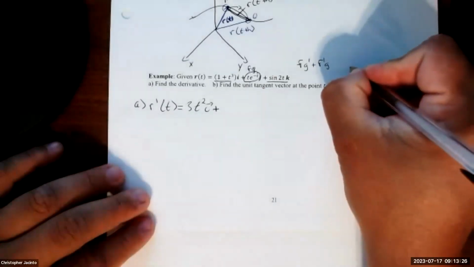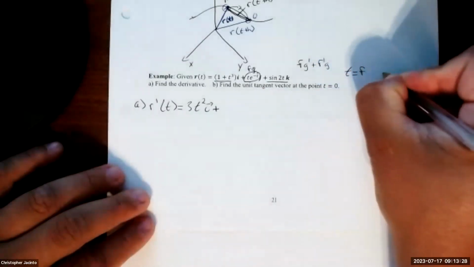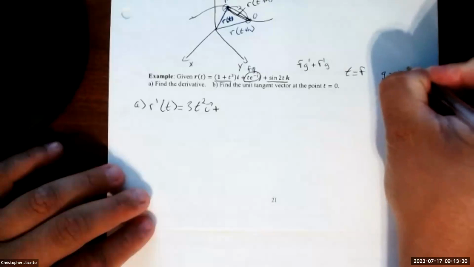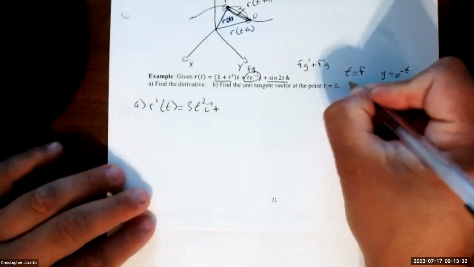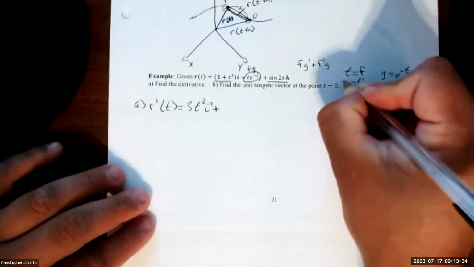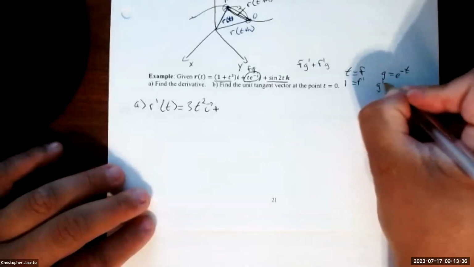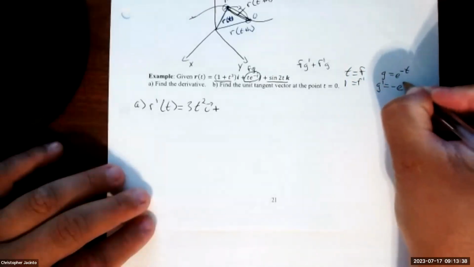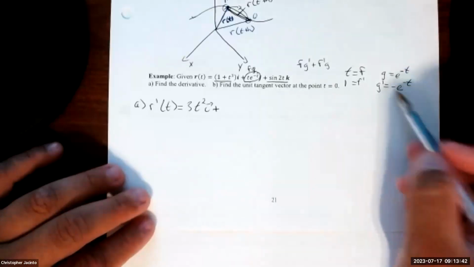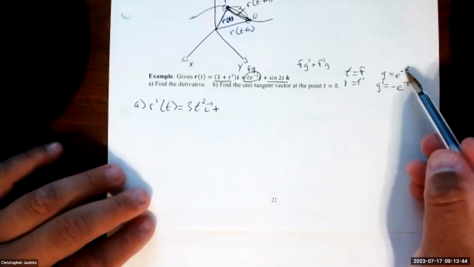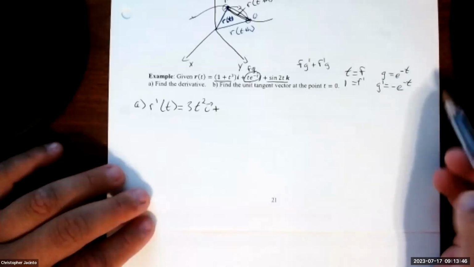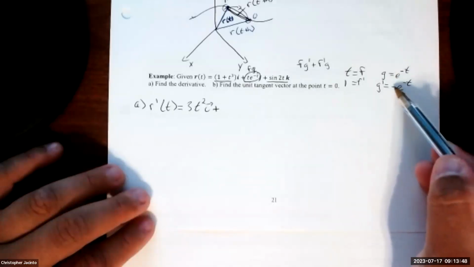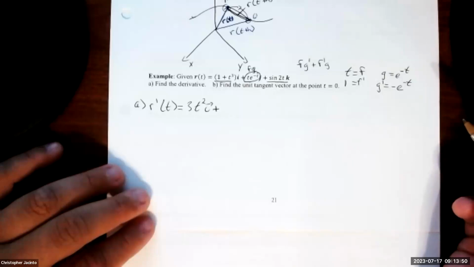So do a little shortcut. We'll call this t equals f, and we'll say g is e to the negative t. So the derivative of f is going to just be 1. This is going to be negative e to the negative t. All right, this is basically a chain rule, right? Derivative of the inside times the derivative of the outside. Derivative of the inside is just -1 times the derivative, which is just itself.